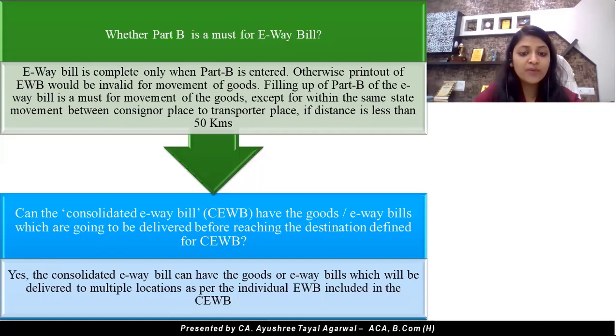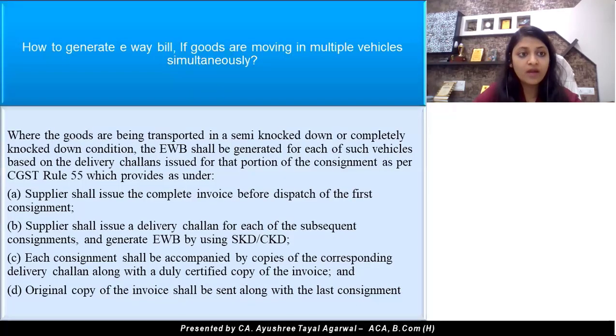Can the consolidated e-way bill have the goods or e-way bills which are going to be delivered before reaching the destination defined for the consolidated e-way bill? Yes, the consolidated e-way bill can have the goods or e-way bills which can be delivered to multiple locations before reaching the final destination.